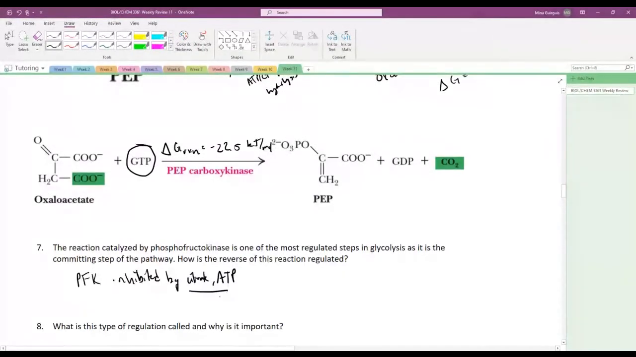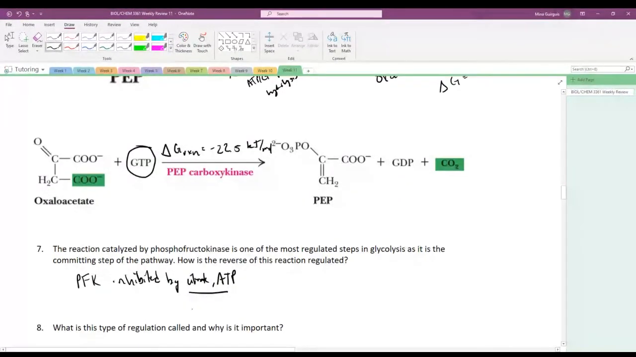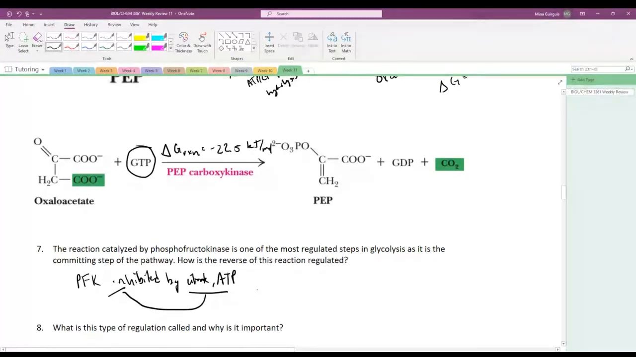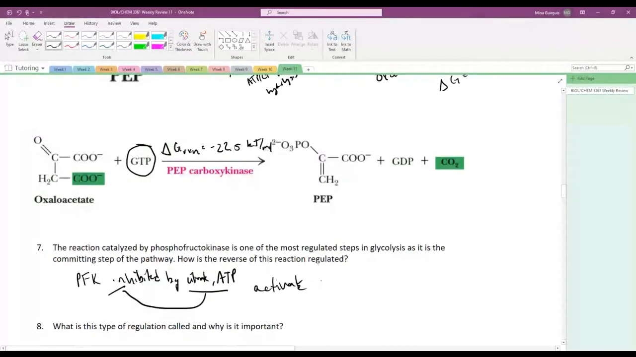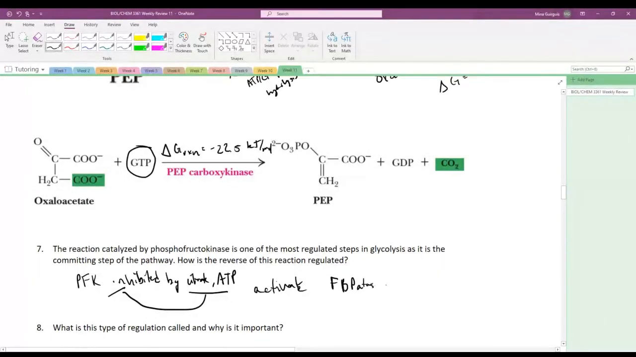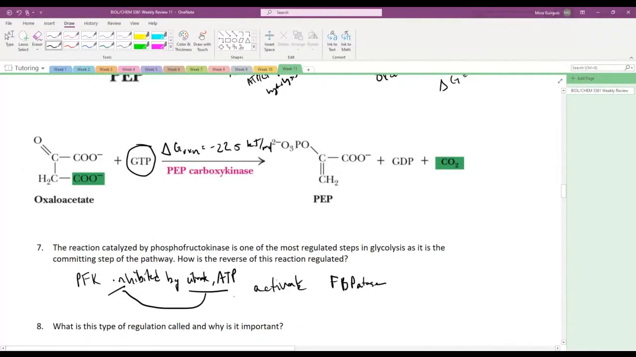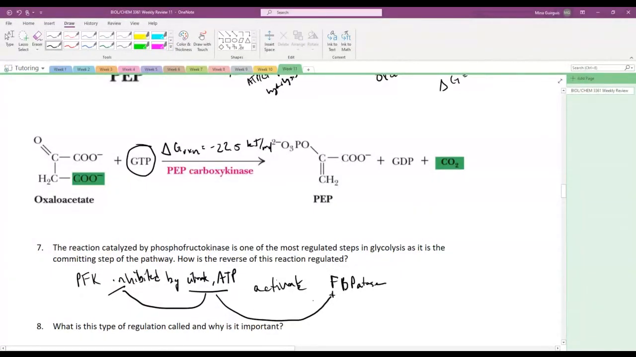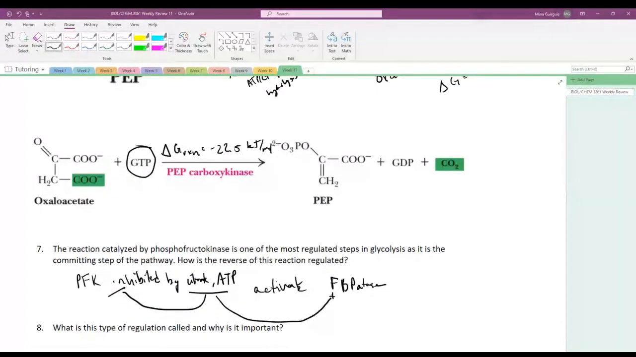So these two tell us we have high energy status, so we can stop working on PFK. We're good. Well, these two also activate, and I'm going to abbreviate it, fructose bisphosphatase. Just for convenience, they activate this. Does that make sense? Yeah, right?